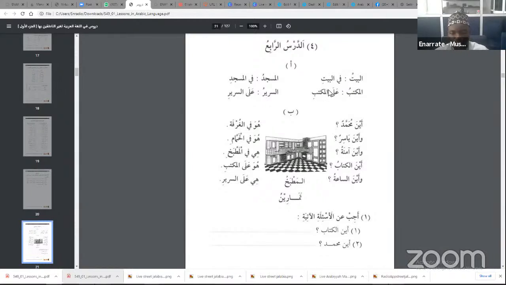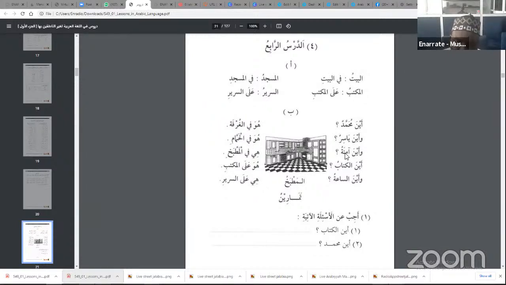Let's put it into practice by bringing other things, inshallah. So here you have Aina Muhammad. Where is Muhammad? Aina is for asking a question, where is? Huwa fil ghurfa. He is in the room. Wa aina Yasir. And where is Yasir? Huwa fil hammam. He is in the bathroom.